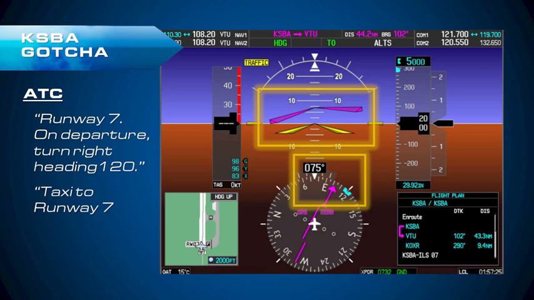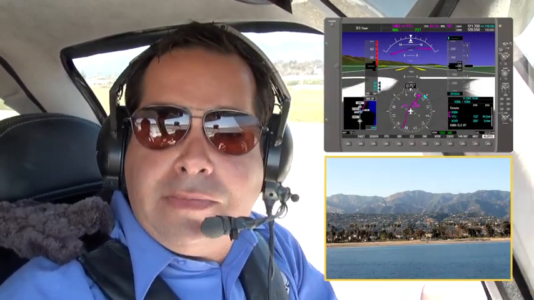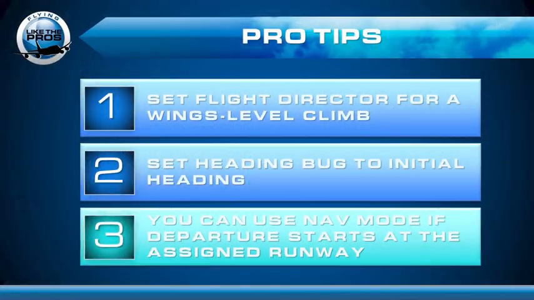Yeah, and if you make that left turn, you're going to be heading towards the hills, and that's not a place you want to be going. Now look, here I am ready for takeoff on runway 7, and the flight director has me turning to the left directly into the mountains. If you were taking off at night or in IMC, this would not be good. So pro tip number 3 is you can use nav mode if the departure starts at the assigned runway.